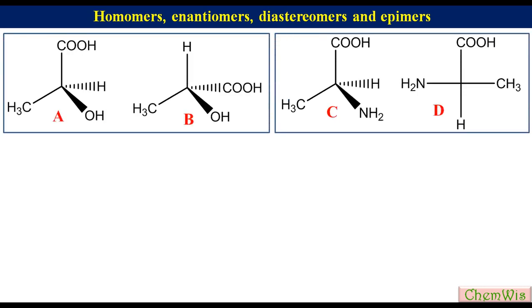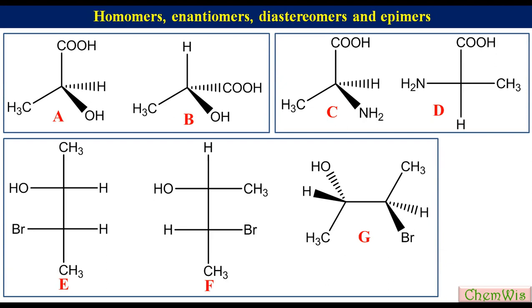Now come to the title of the lecture. Suppose we have to find relation between A and B, C and D, and E, F and G. A and B are in the same projection formula, that is flying wedge formula, but the orientation of parent chain is different. C and D are in different projection formula. E and F are in the same projection formula but have different orientation of parent chain. Compared to E and F, G is in a different projection formula.